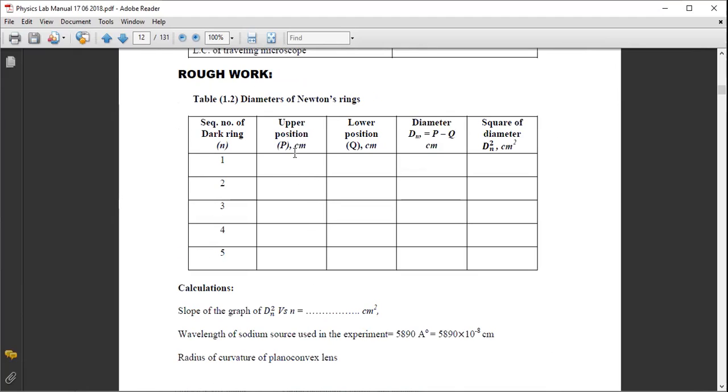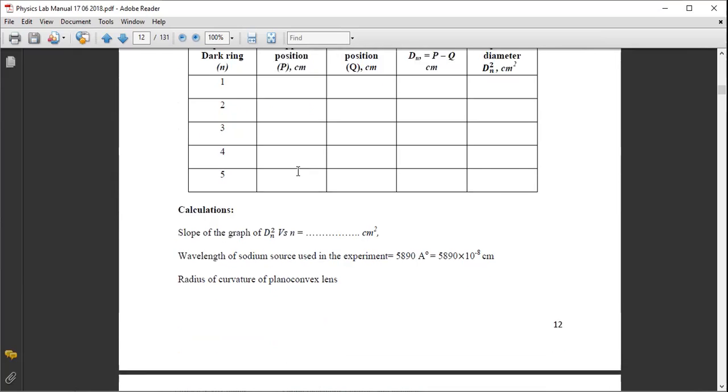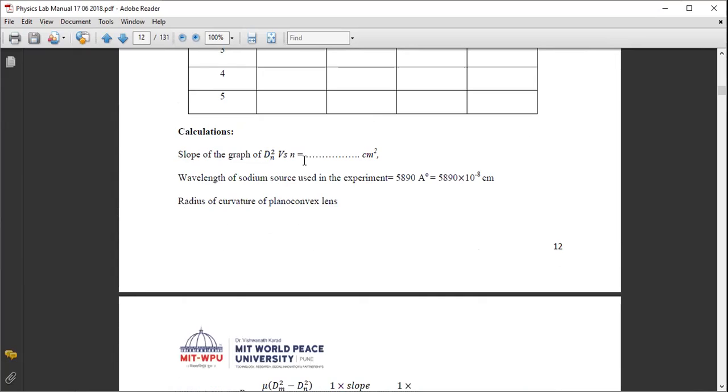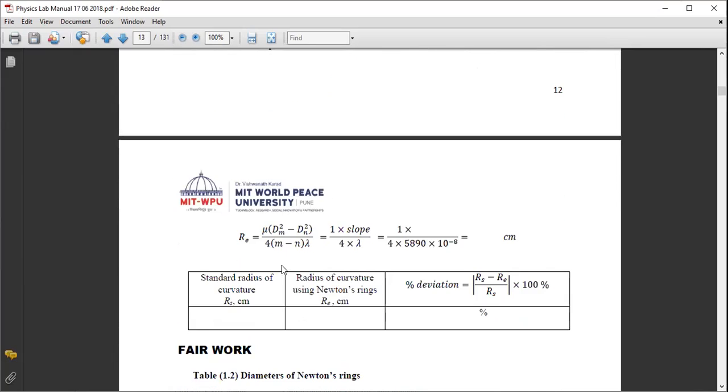I will provide you the upper positions for different rings and the diameter which we actually measure, and from that you can calculate the diameter. You can plot the graph at your end and calculate the slope. Once you get the slope, the slope will be nothing but (dm square minus dn square) divided by (m minus n). So that will be your slope.